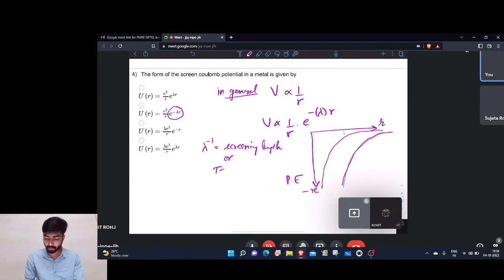Or Thomas-Fermi screening length. So the form of the screened Coulomb potential would be e square by r into exponential e to the power minus lambda r, where lambda is the screening length.